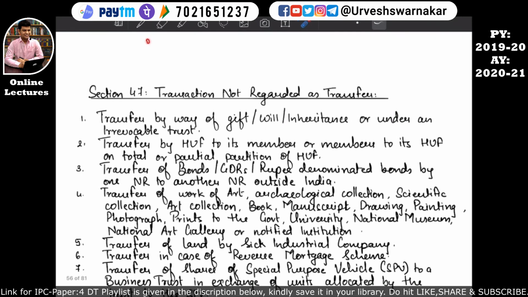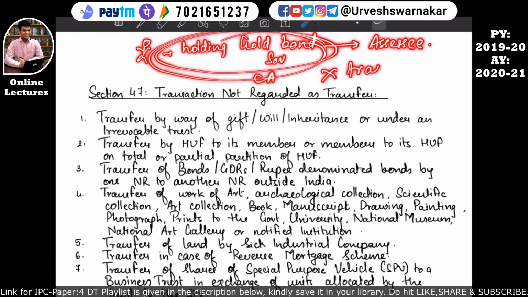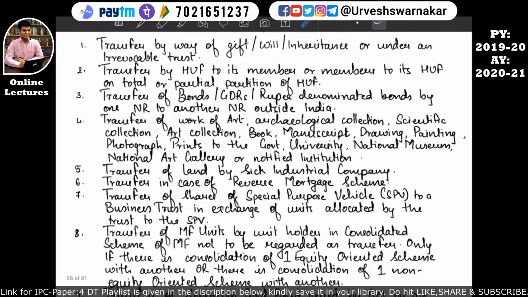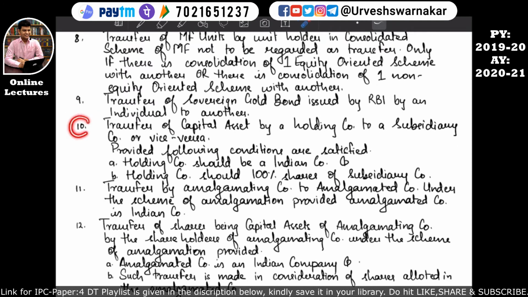So understand this. There is this assessee who is holding gold bonds, that is, sovereign gold bonds, and he is transferring this bond to another assessee. So he is transferring this capital asset, but this transfer is not considered as transfer. I hope this is quite clear. So capital gain will not get triggered. So that is what is given in this point number 9 under section 47. Okay, so now let's move on to point number 10.